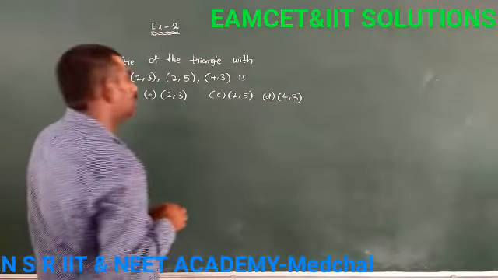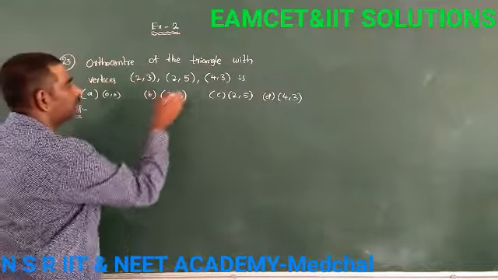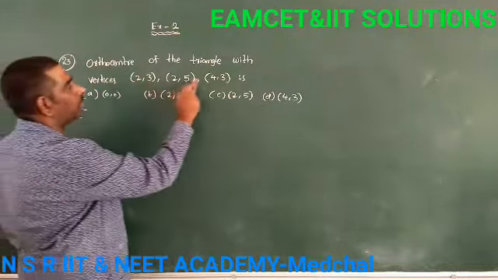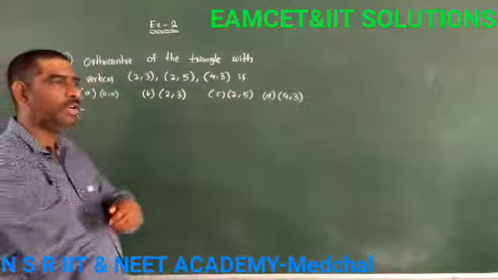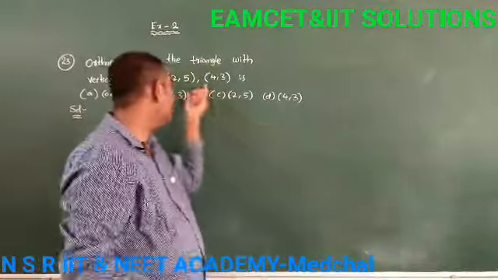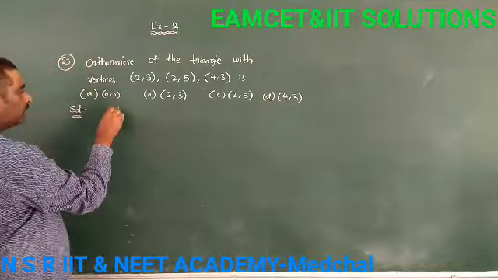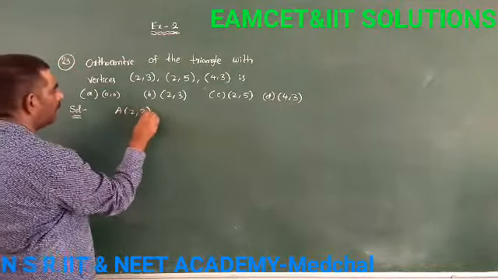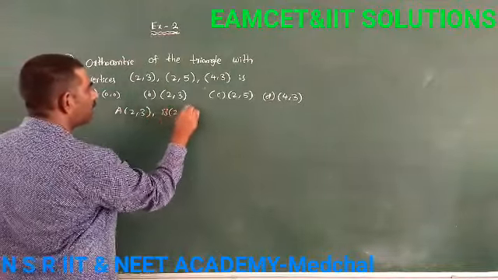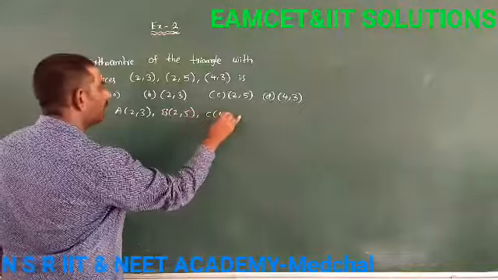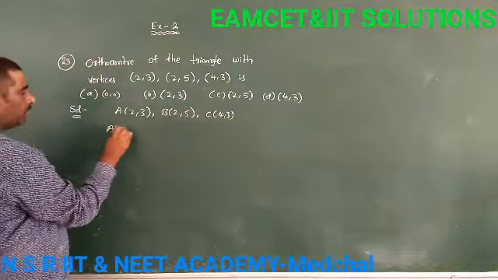So this is our next question. Orthocenter of the triangle with vertices (2, 3), (2, 5), (4, 3). First you need to find out whether these 3 vertices form an equilateral triangle or a right angle triangle. So let us consider A (2, 3), B (2, 5), C (4, 3). So find the lengths.